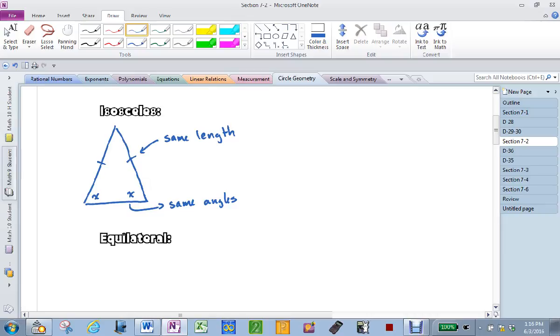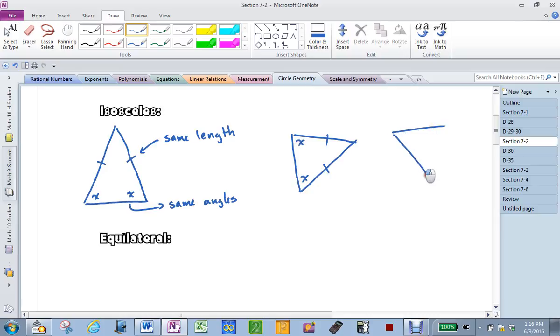Always. Does it matter if the triangle moves? No. Here is what I mean. Draw it sideways. Where are the same angles? Two sides. On the left or the right? Yeah. On the left. Here they are.